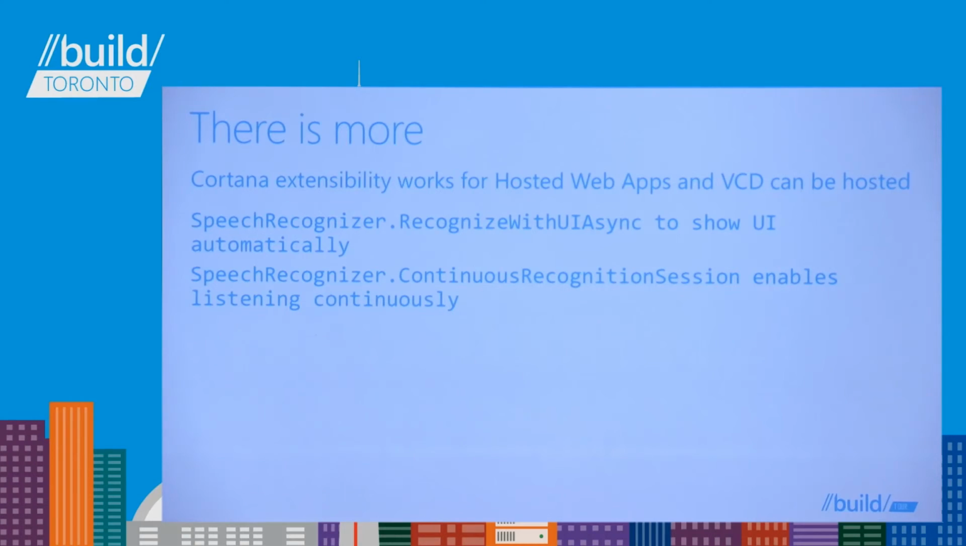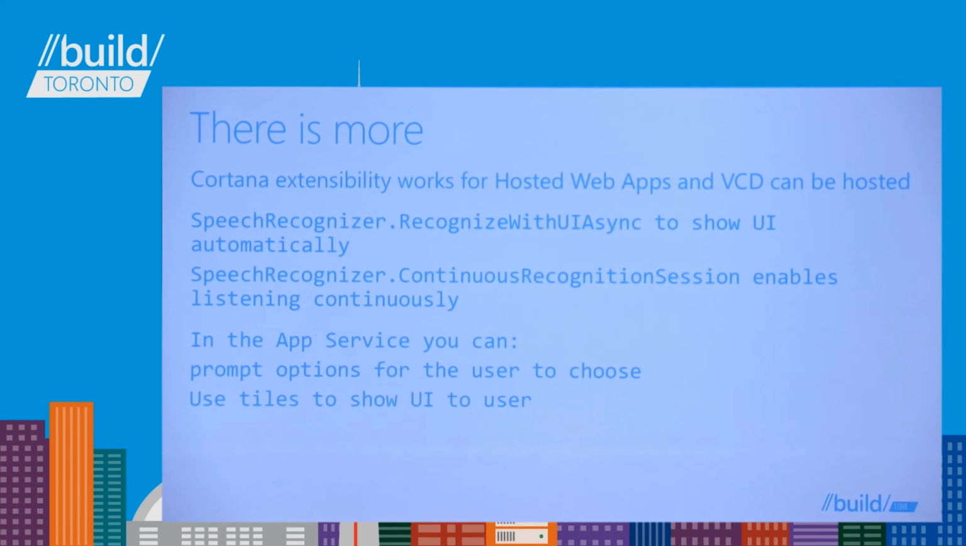Continuous recognition session allows you to have exactly what it sounds like, a continuous recognition session in the lifetime of your application, so you can continue listening for commands for the user to say. It's kind of like what Xbox does with voice commands. You can set those up really easily. In the app service, you can actually prompt options for the user to choose. You don't have to just respond with simple text. You can have a conversation with the user via Cortana.